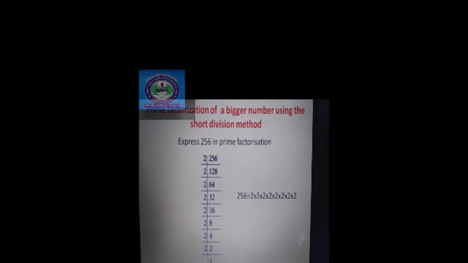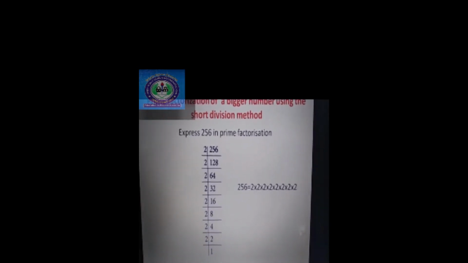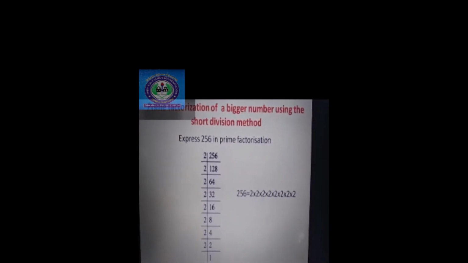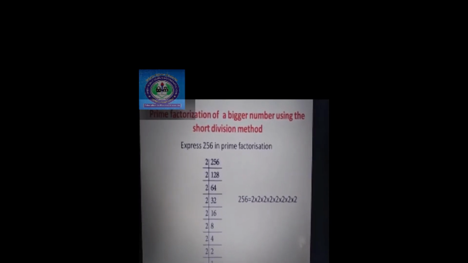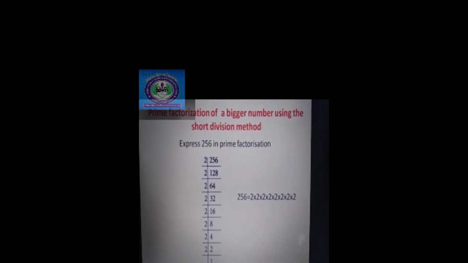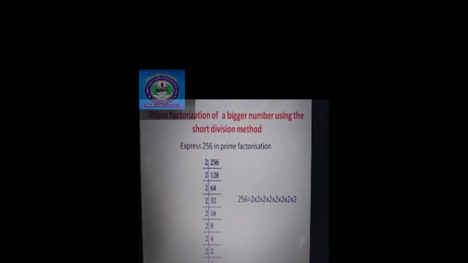Let's learn prime factorization of a bigger number using the short division method. Express 256 in prime factorization. So divide 256 starting from the smallest prime number which can divide it. Repeat the process till the quotient is no more divisible by the prime number.